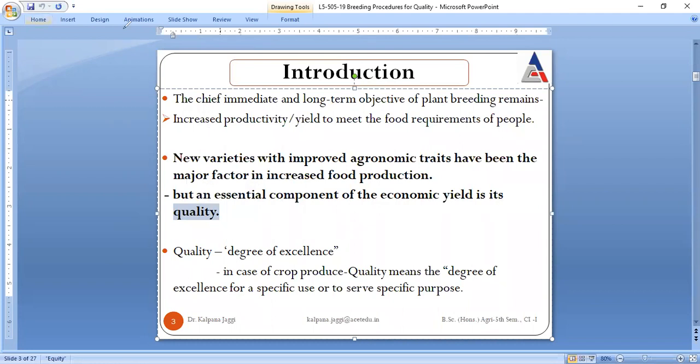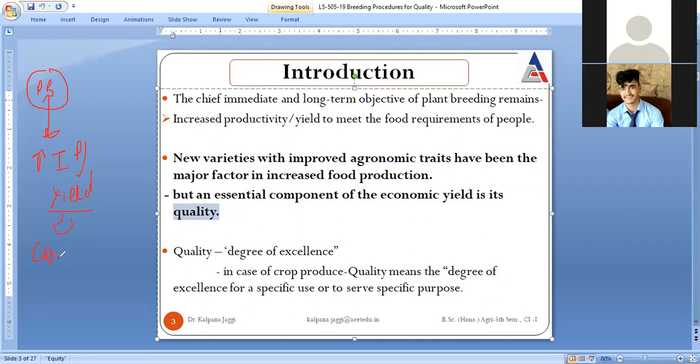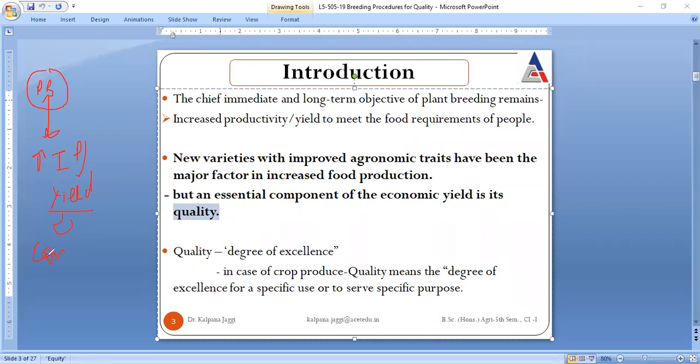Although the very immediate objective of plant breeding is to focus on increased productivity or say yield, this productivity, or the amount of yield that is increased, will in turn be taken by the consumers or consumed by the farmers only if this yield has good quality, right?